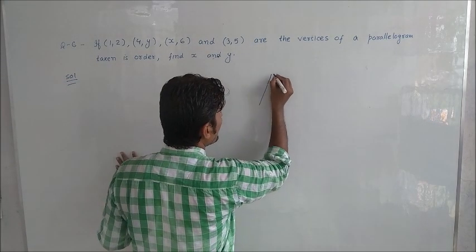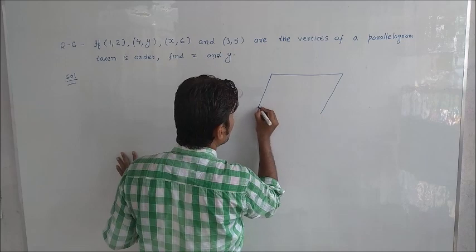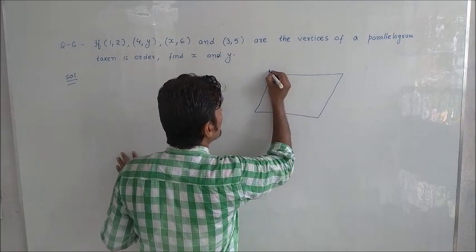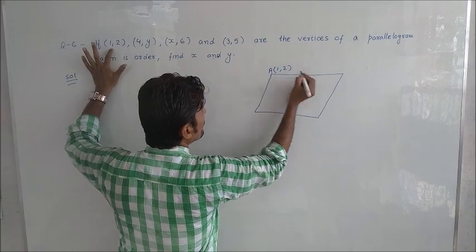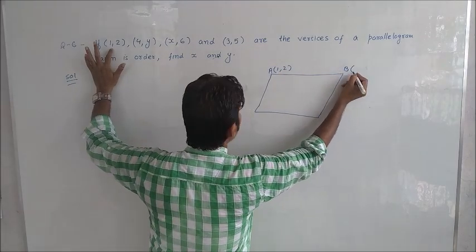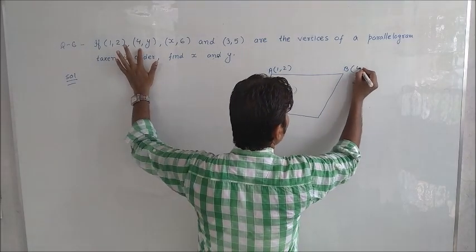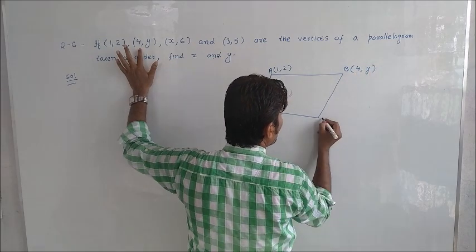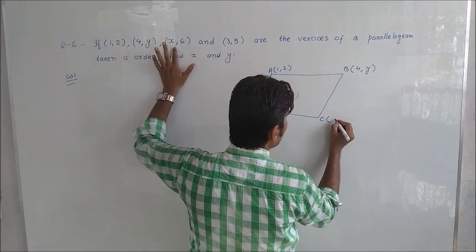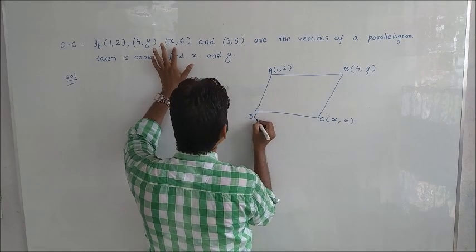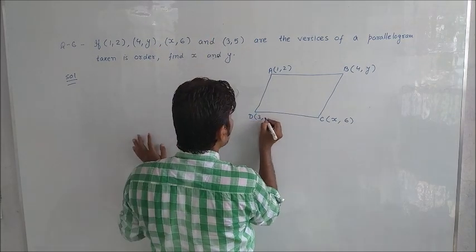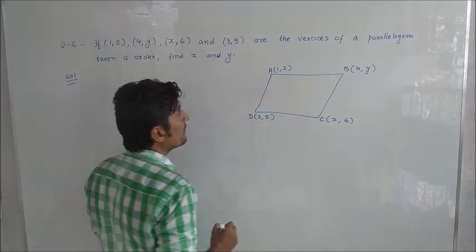Suppose we have a parallelogram ABCD. Suppose this point is A, whose coordinates are (1, 2). Second point is B, whose coordinates are (4, y). Third point is C, whose coordinates are (x, 6). While the last point is D, which is given as (3, 5).